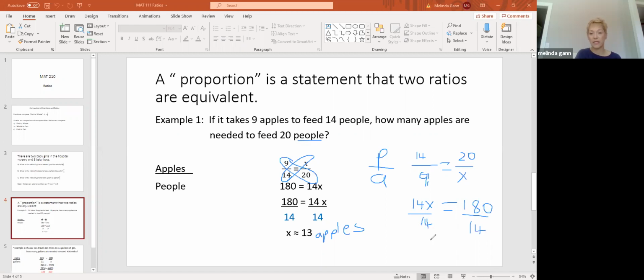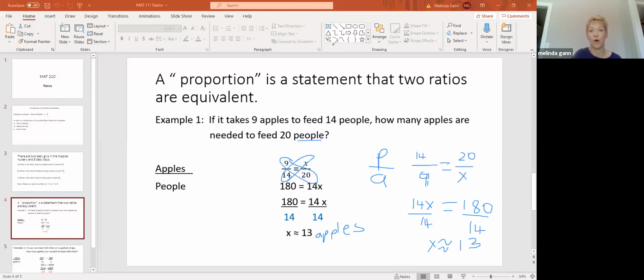And so X, and again, it's not going to be exact, so make sure that you put those wavy equals, that approximately equal to 13. So it doesn't matter whether you put apples on top or people on top, but when you decide, you've got to stick with your decision.